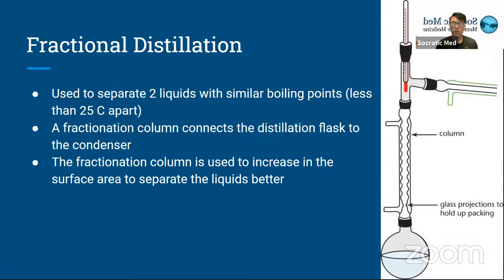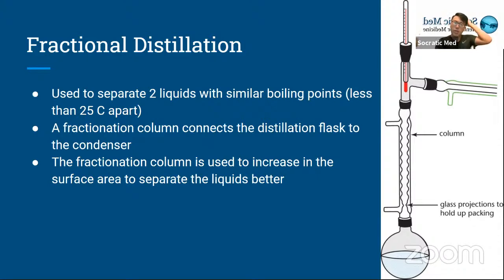And lastly, there's another form called fractional distillation. This is when the liquids have similar boiling points, so the boiling points are less than 25 degrees Celsius apart. Because the boiling points are too similar, simple distillation and vacuum distillation won't be able to separate the two. So you have to use fractional distillation.